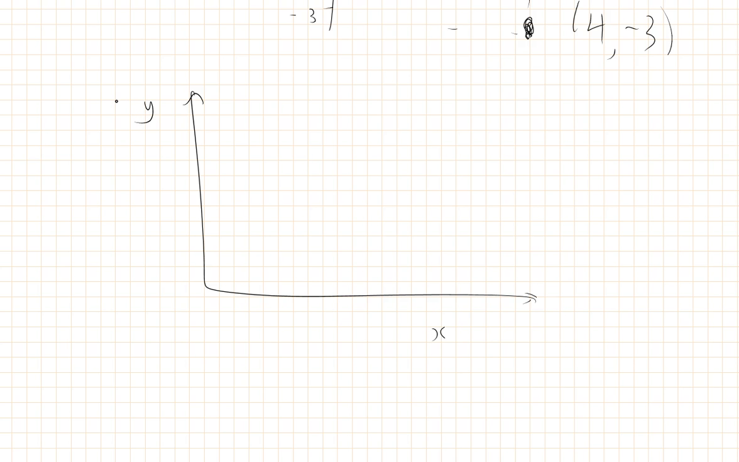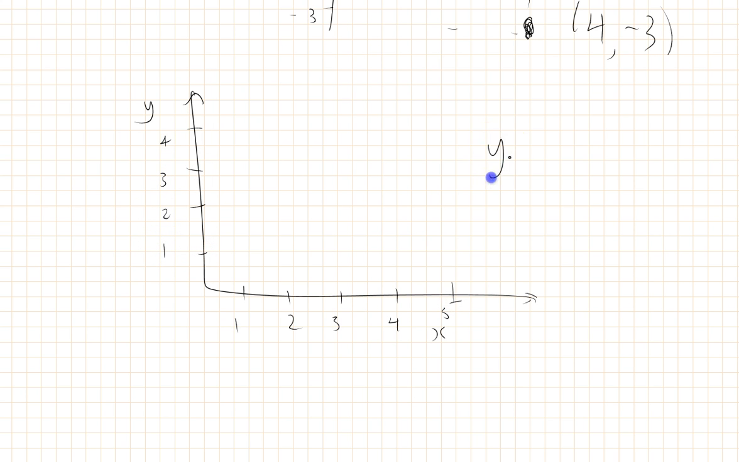Rather than just plotting individual points, I'm going to see if I can do something a bit more interesting and plot a whole line. 1, 2, 3, 4, 5. 1, 2, 3, 4, 5. 1, 2, 3, 4.